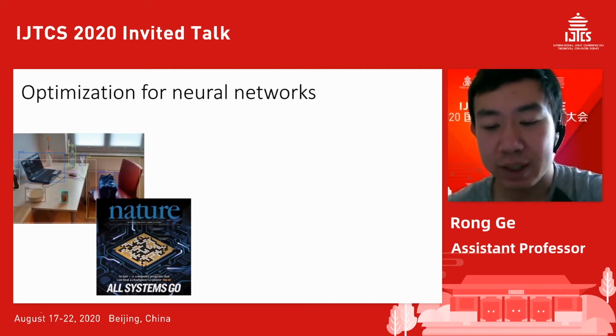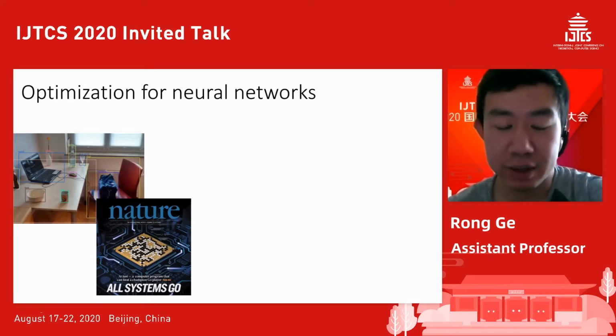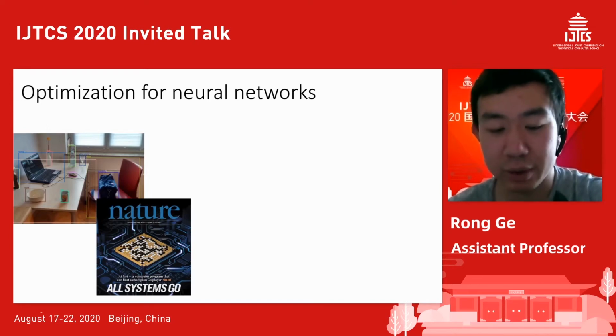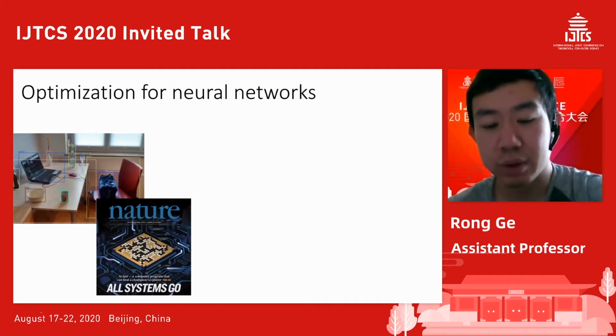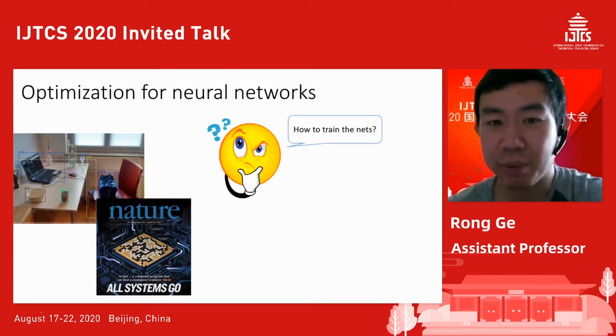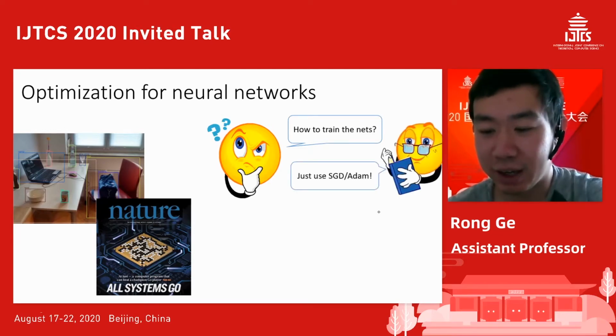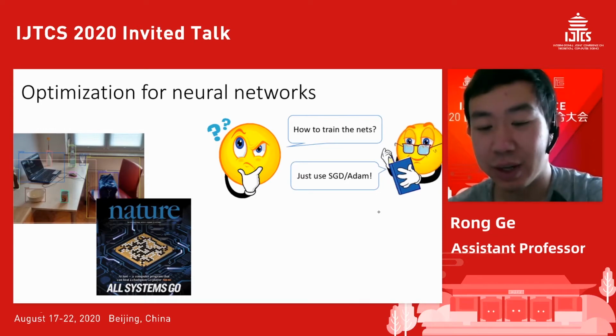But with all of these successes, how do you actually achieve that? If you were a student, you might want to know, how do you actually train a neural network to perform all of these amazing tasks? How do you train the neural networks? And you might ask your advisor, and you might get this simple answer, right? It's easy to train neural networks.